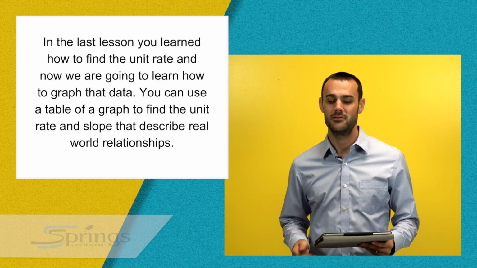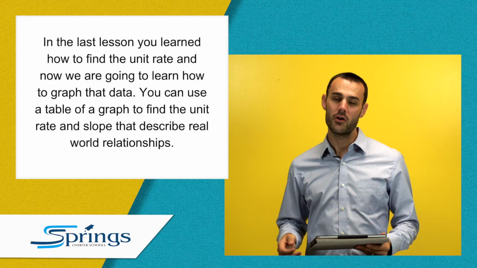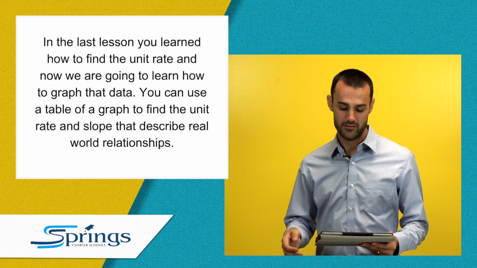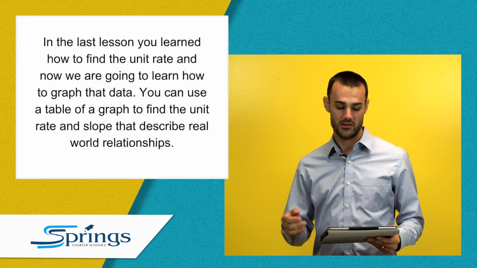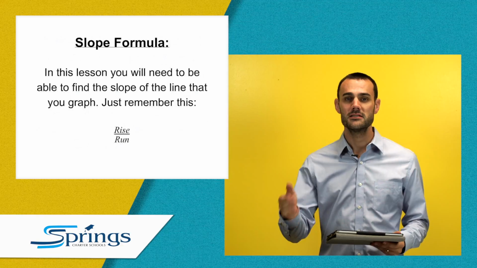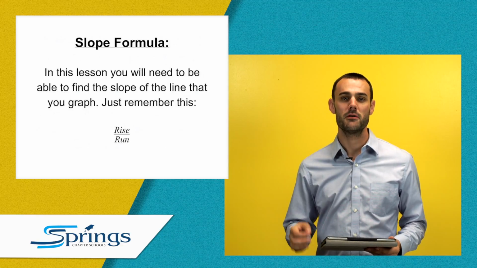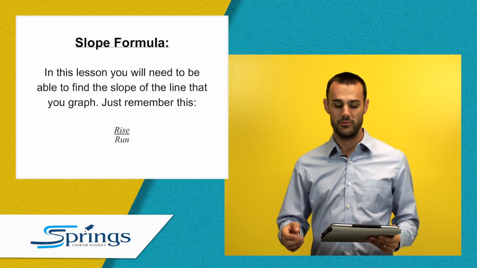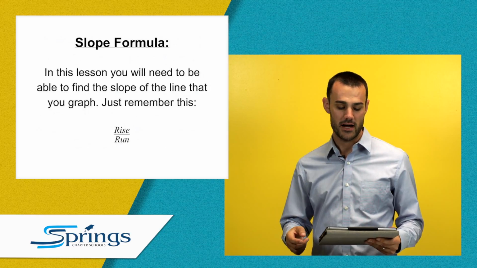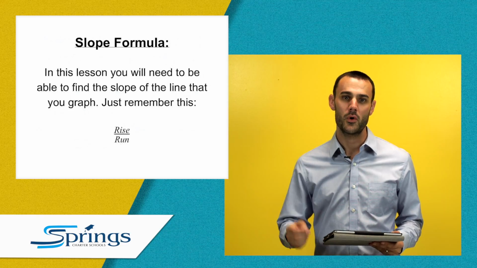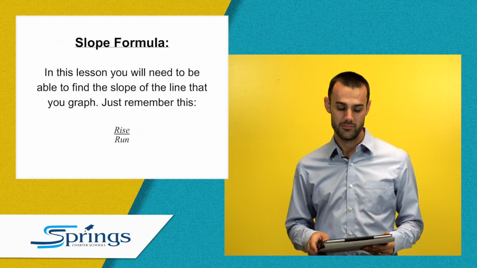In the last lesson, you learned how to find unit rates, and now we're going to learn how to graph the data that you get. You can use a table or a graph to find the unit rate and slope and describe a real-world relationship. So let's look at what the slope formula actually is. In this lesson, you will need to be able to find the slope of a line that is on your graph. So just remember this easy fraction: rise over run. And we're going to use the rise over run to find the slope.